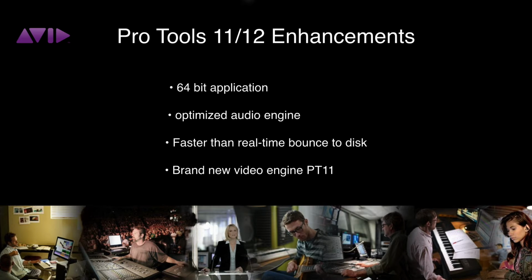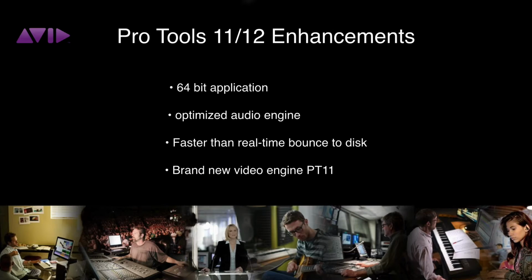So Pro Tools 11 is a full 64-bit application, starting in 11 and 12, of course, and it's a fully optimized audio engine. We access as much RAM as your computer can handle, which was an issue before, and we now include a faster than real-time bounce to disk, which if you're doing long format projects, that's a big bonus. And it's all based on the speed of your computer and how complex your timeline is. But you can do a 20-minute, 30-minute sequence in a matter of minutes, which is a big bonus.